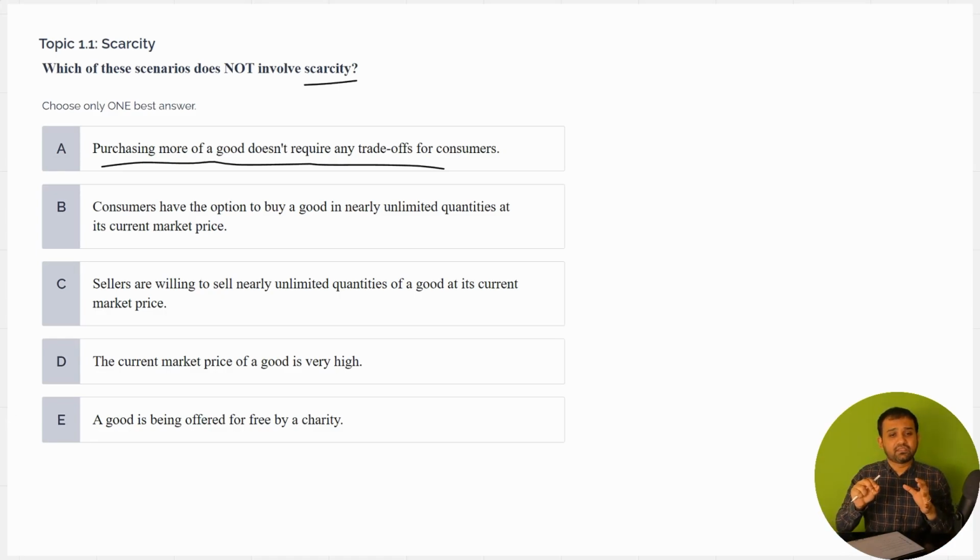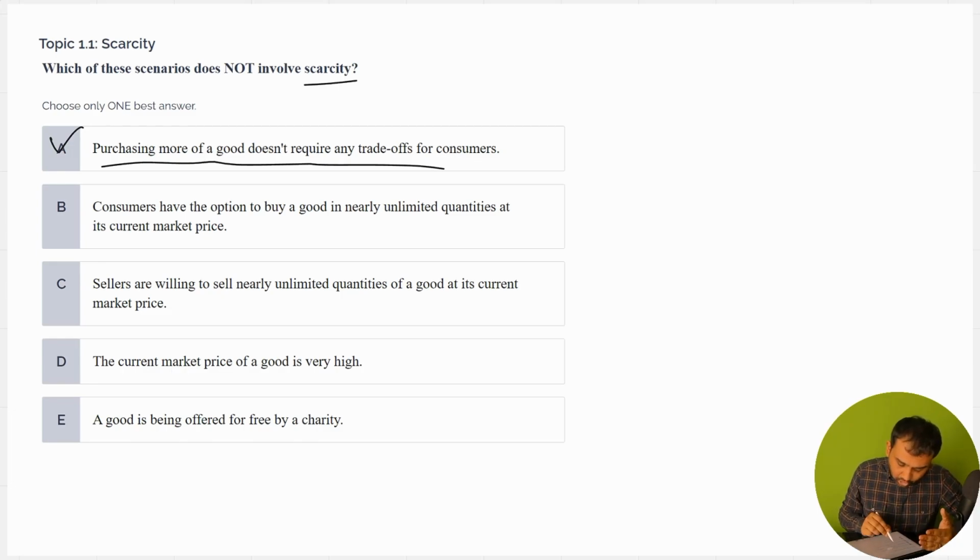So if the decision to purchase a good does not require any trade-offs, this suggests that the resources available to you are enough to satisfy all the wants that you have. That is why you're not being forced to give up something to make that purchase. So therefore, this does not involve scarcity, and A is actually the answer to this question. Saying that, it's good practice to go over the rest of the options so that we can see how scarcity applies to them.